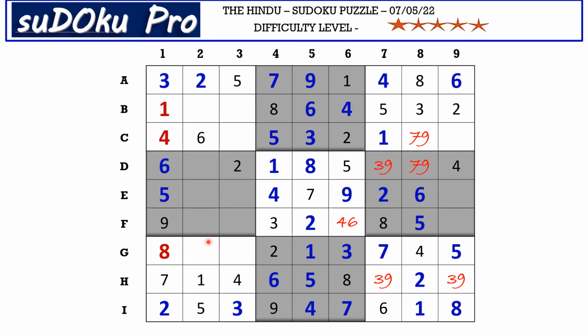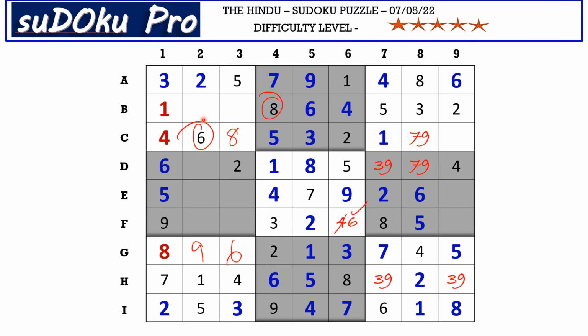Now in this block there are only 2 missing numbers, that is 6 and 9. There is a 6 blocking from here, so G2 takes 9 and G3 takes 6. Now here since there is a 4 here, F6 takes 6. Now in B row there is 8 here which blocks these two cells, so 8 goes here in C3.